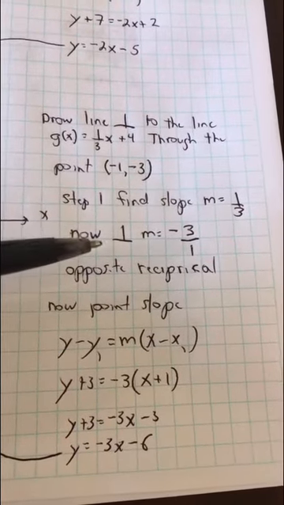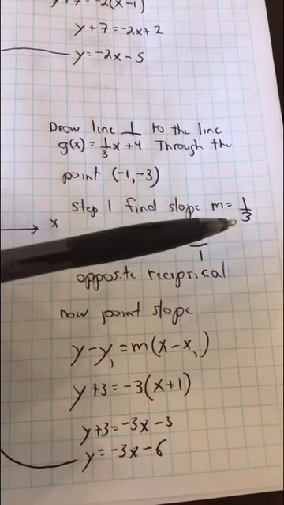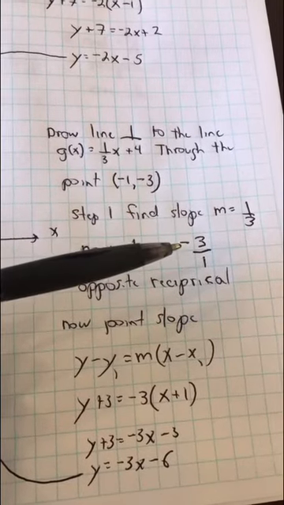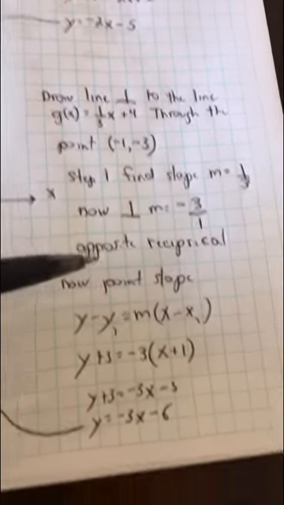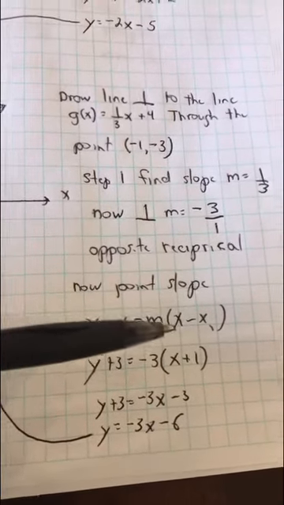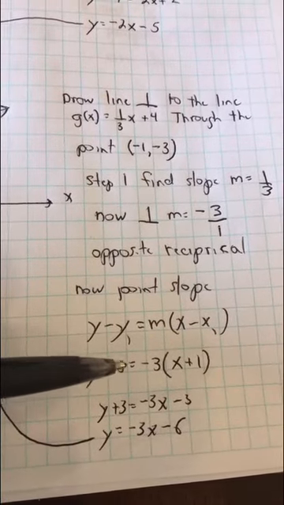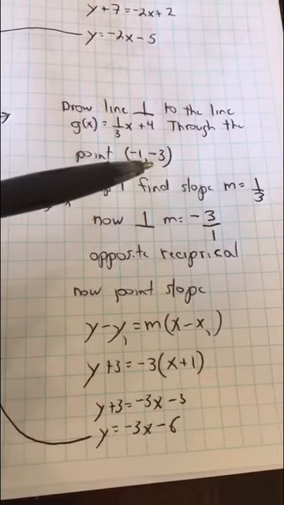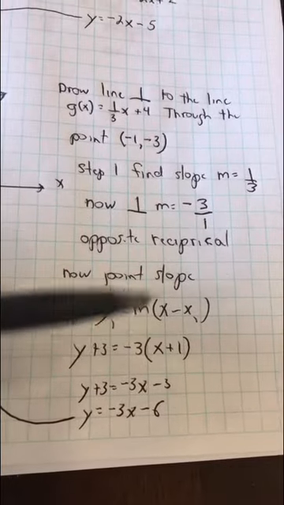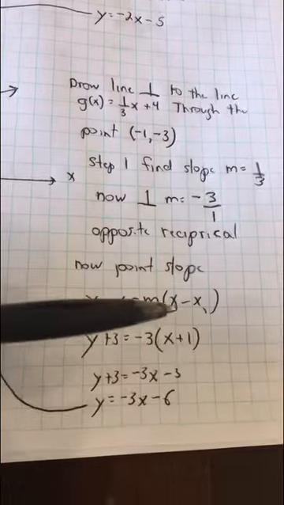Now, perpendicular, it's an opposite reciprocal. So take your 1/3, flip it over, put the 3 on the top and the 1 on the bottom, and then change the sign. So now it's negative 3, opposite reciprocal. Now once again, step 2, point slope. Y minus y1 is equal to the slope, x minus x1. Plug them in. Y plus 3. Why is it a plus 3? Because I had a minus 3, negative, negative, once again makes it positive. Is equal to the slope, negative 3 times x plus 1. Why is it a plus 1? Minus a minus makes it a plus 1.